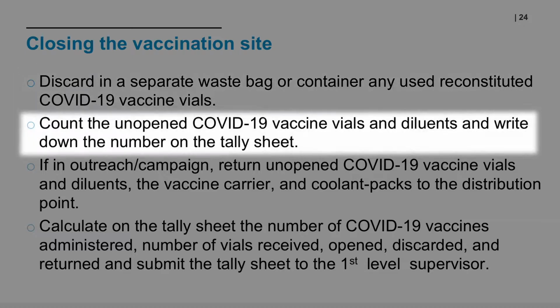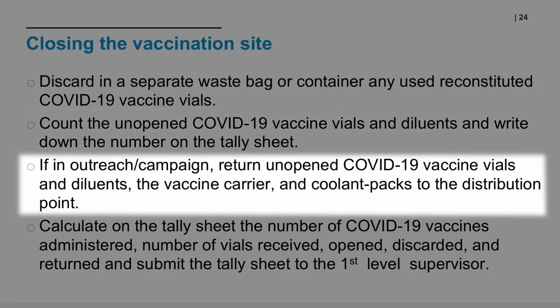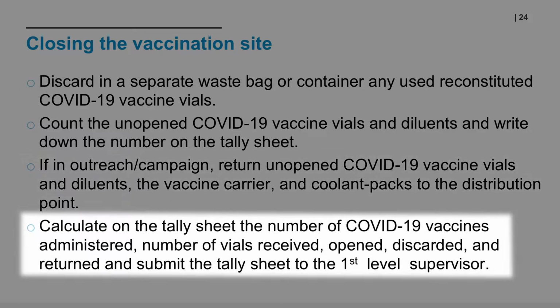Count the unopened COVID-19 vaccine vials and diluents and write down the number on the tally sheet. If in outreach or campaign settings, return unopened COVID-19 vaccine vials and diluents, the vaccine carrier, and the coolant packs to the distribution point. Calculate on the tally sheet the number of COVID-19 vaccines administered, number of vials received, opened, discarded, and returned, and submit the tally sheet to your first-level supervisor.